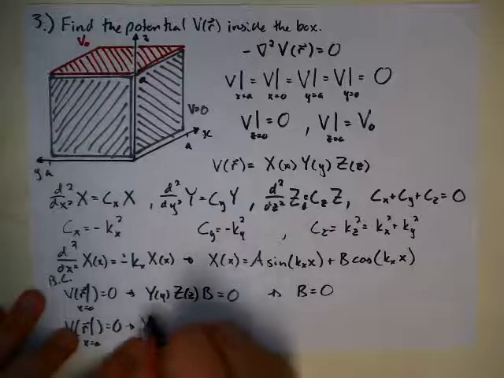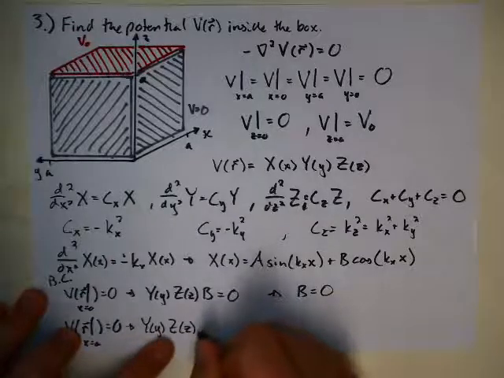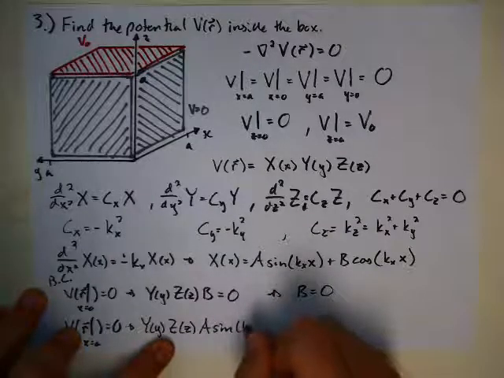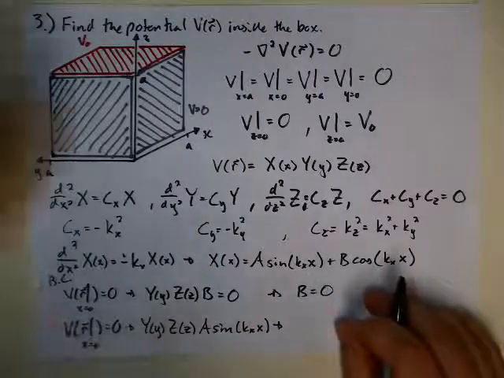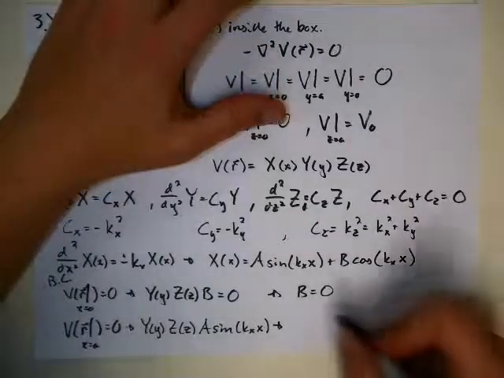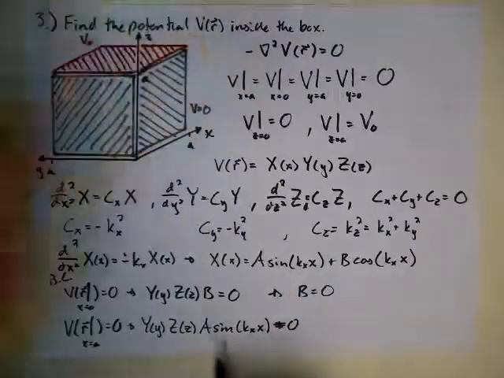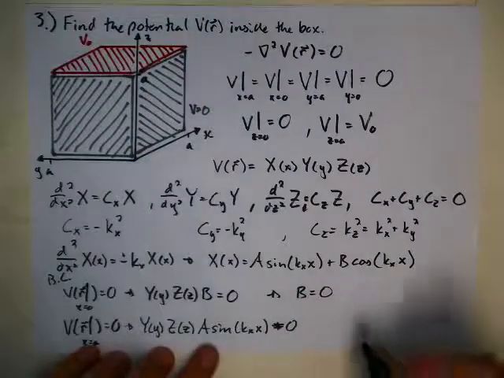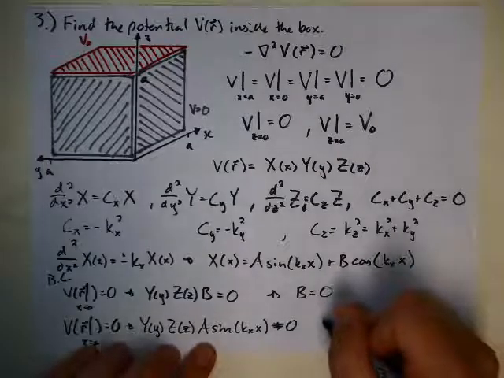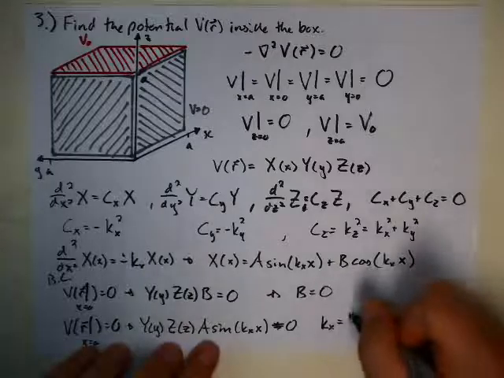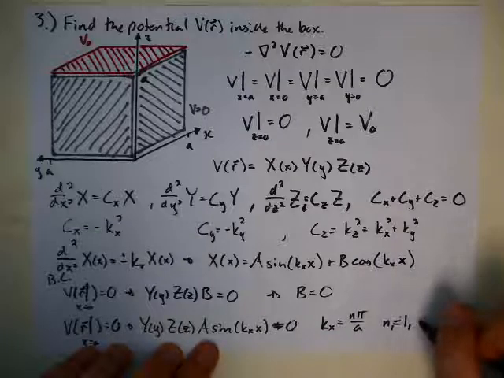This again is going to simplify. This is y, v of z, times now a sine of kx x, which is going to give us a condition on kx. This will only equal 0 if the sine equals 0. So that's going to give us a condition on this kx. That condition is going to be that kx must equal n pi over a for n positive integers.